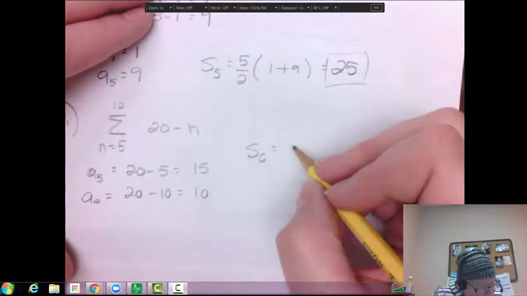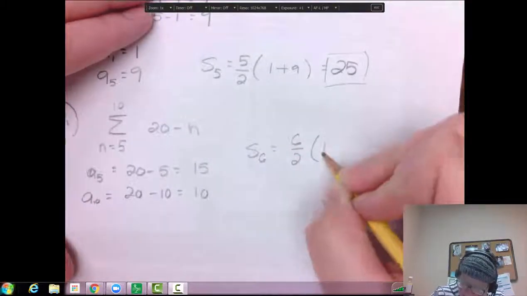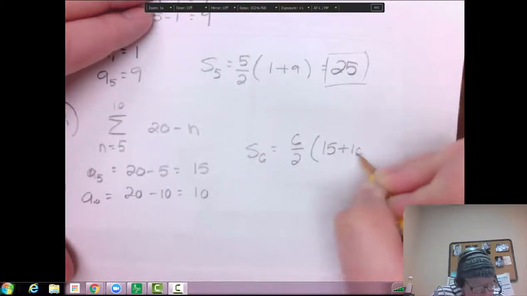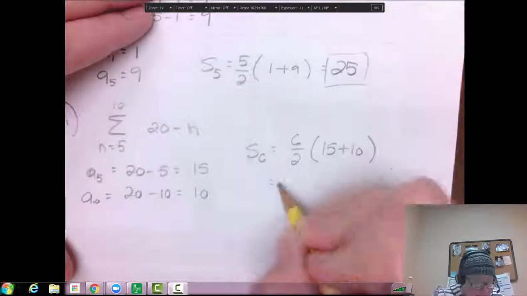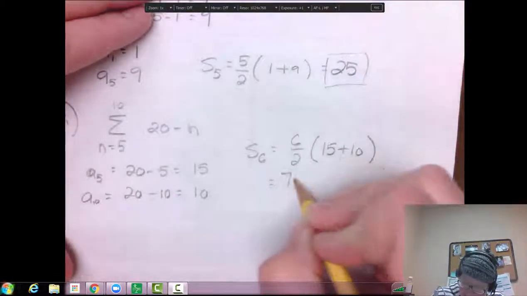And so we have 6 terms, so we'd have 6 divided by 2, and then we'd have that 15 plus the 10. So we end up with 3 times 25, or 75.